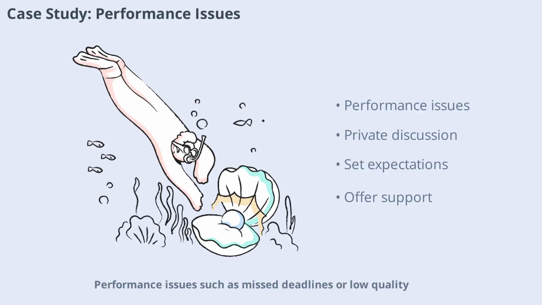Performance issues such as missed deadlines or low quality can cause frustration and conflict. The source is performance, and the stage is felt conflict. You address the issue privately, set clear expectations, and offer support. By focusing on solutions rather than blame, you help the team member improve and restore harmony.